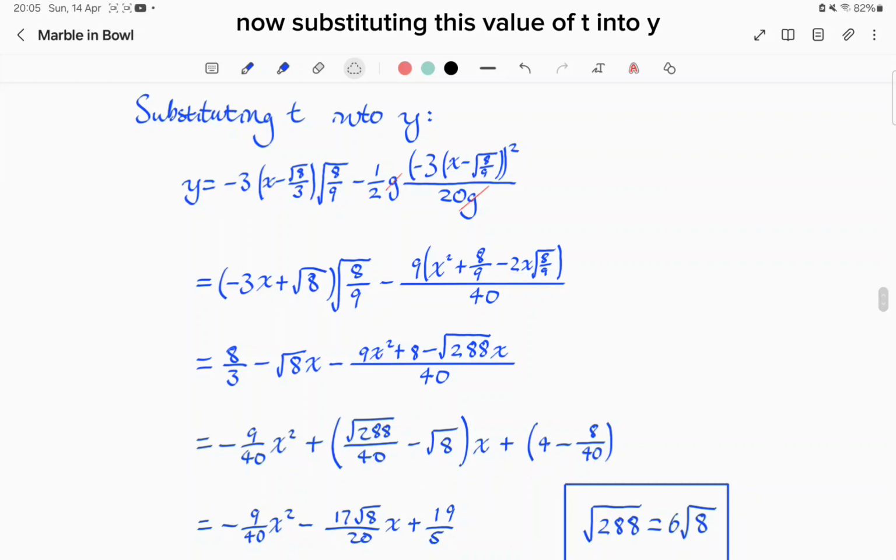Now, substituting this value of t into y, we have y equals negative 3 of x minus the square root of 8 over 3, all multiplied by the square root of 8 over 9, minus half g multiplied by negative 3 multiplied by x minus the square root of 8 over 9, all squared, over 20g. Expanding the first layer of brackets gives us y equals negative 3x plus root 8, all multiplied by the square root of 8 over 9, minus 9 of x squared plus 8 over 9 minus 2x multiplied by the square root of 8 over 9, all over 40.